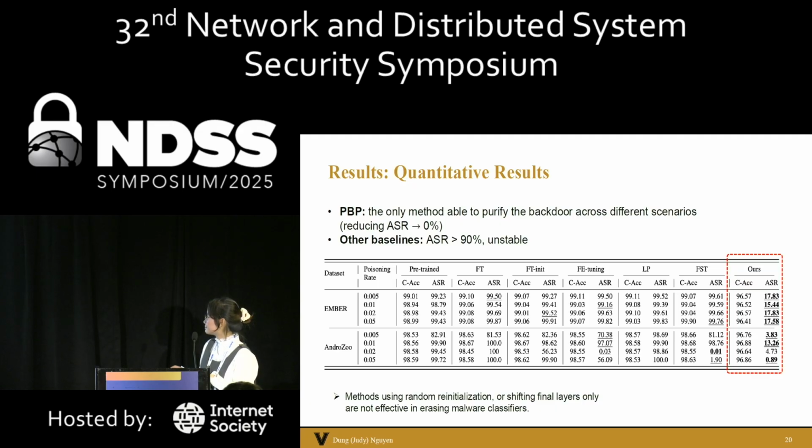And this result is consistent with the quantitative result that we have here. So the key takeaway from the table is that PBP is the only method that can reduce the attack success rate stably under all the scenarios that we consider. However, the other baselines are not stable, and in most of the cases, the attack success rate is still more than 90%.